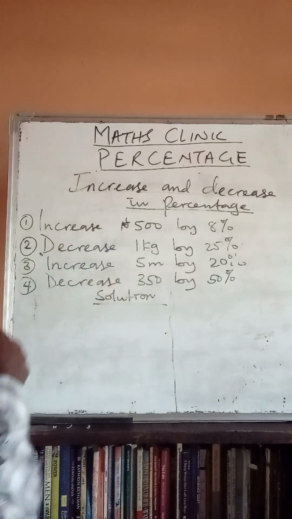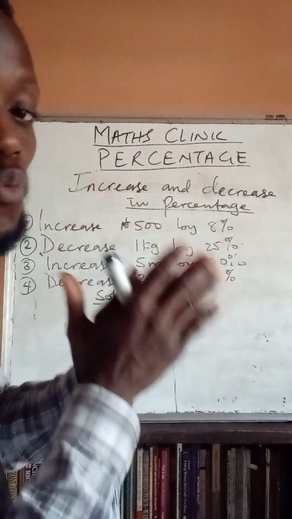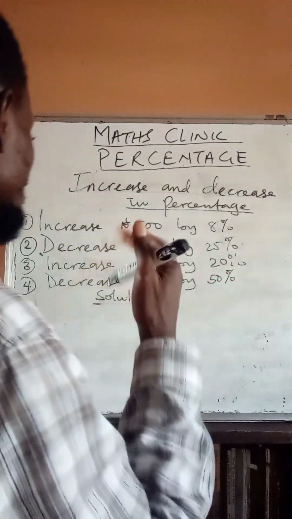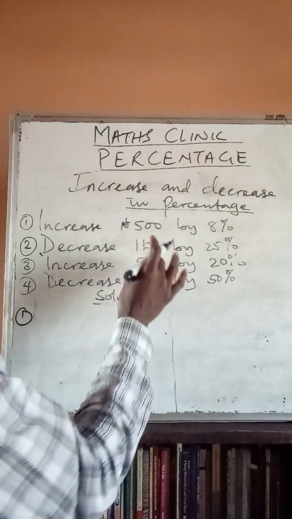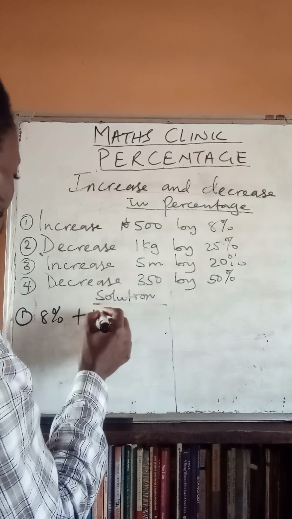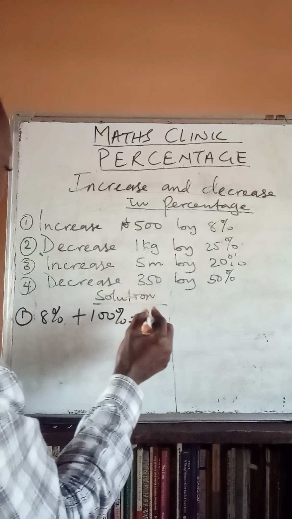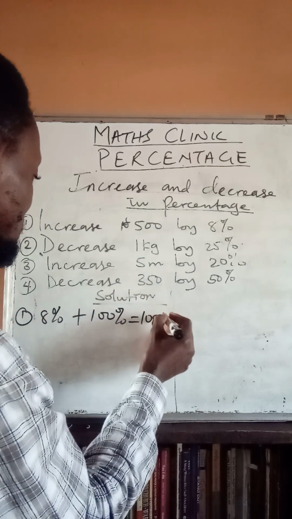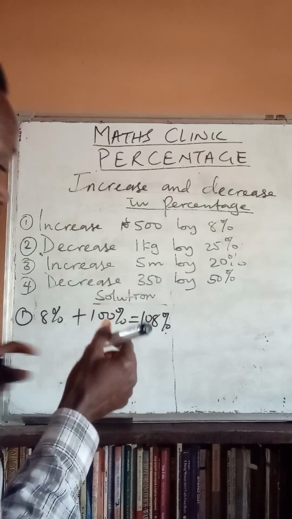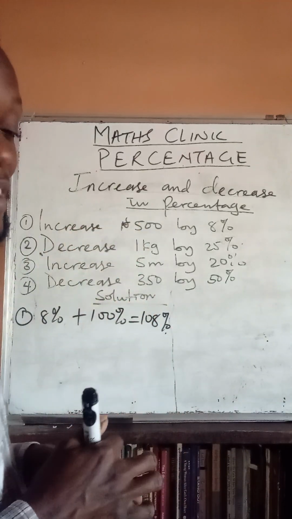Whenever we talk of increase, we are going to add the number given to 100%. For example, number 1 says increase 500 by 8%, and that will be added to 100%. That will give you 8 plus 100%, which is 108%. So it is with this 108% that we are going to multiply this 500 naira.